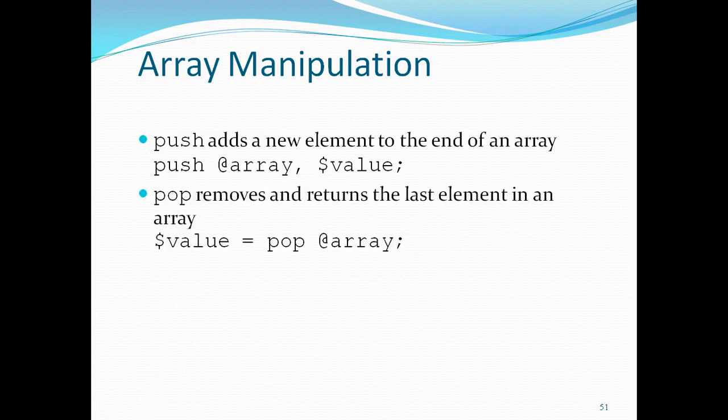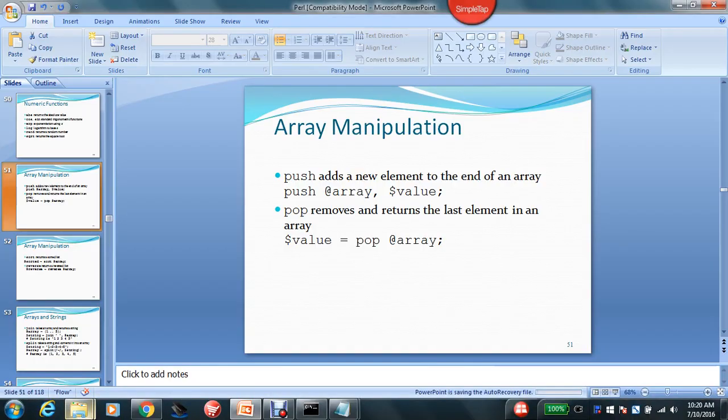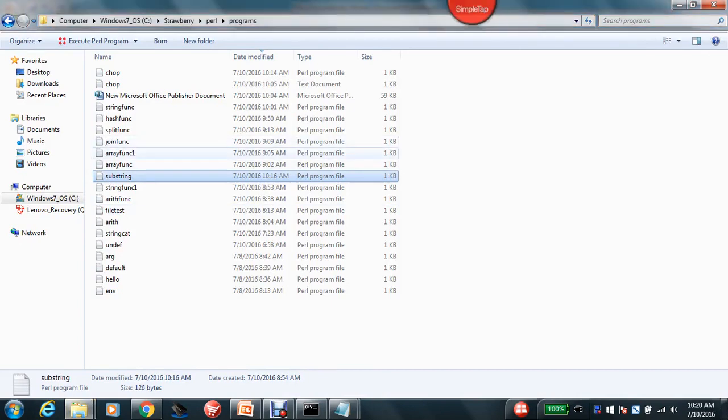In a similar way, pop removes and returns the last element in an array. So we can use the push function to add a new value into the existing array. Pop will delete or remove and return the last element in an array. Okay, now let's see some examples of this by going to the array function.